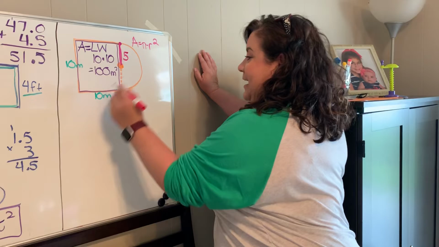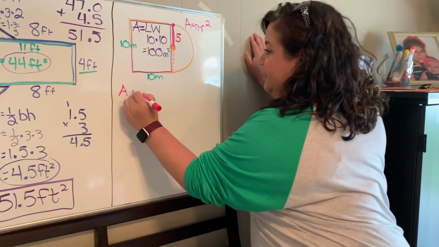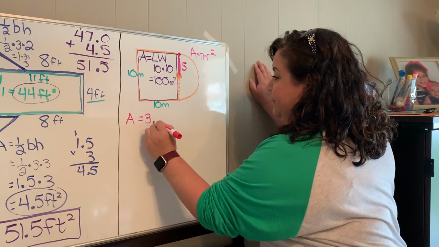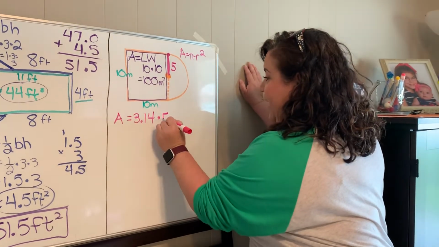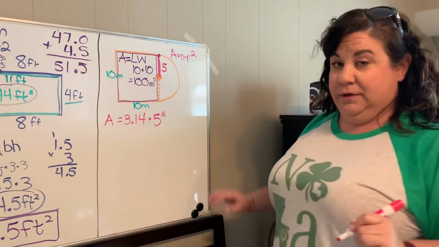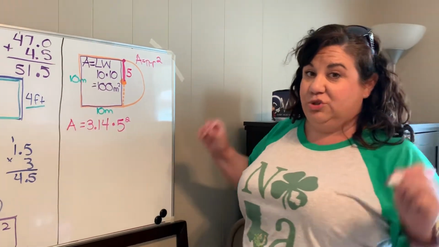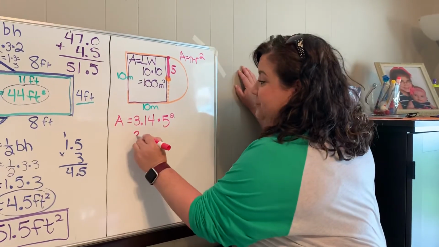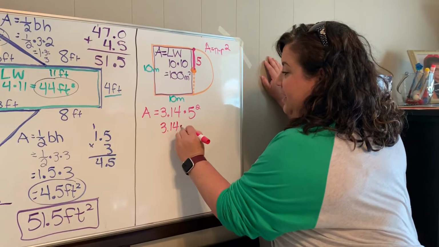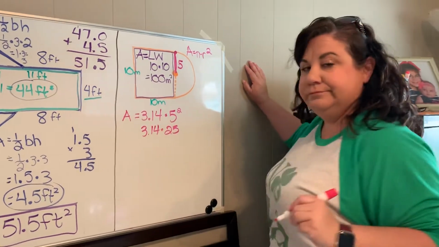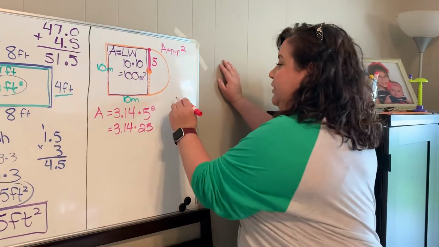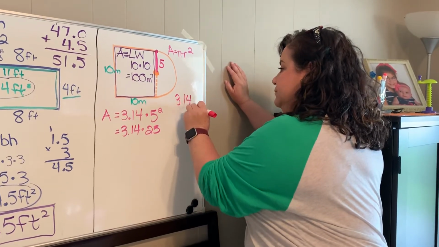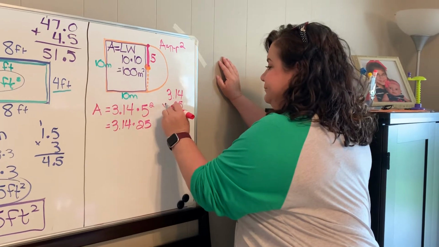So I'm gonna say, and let me go ahead and write it here. So area equals 3.14 times 5 squared. Because remember, radius is always squared. So that's 3.14 times 25. So now I'm going to go ahead and multiply my 3.14 times 25, which is going to take a second.